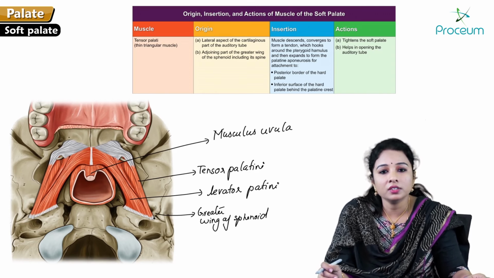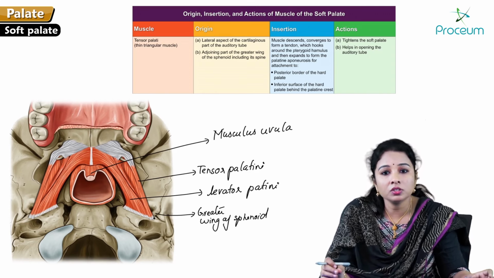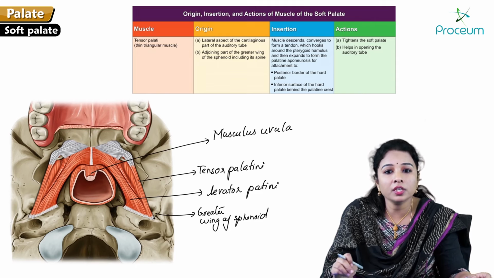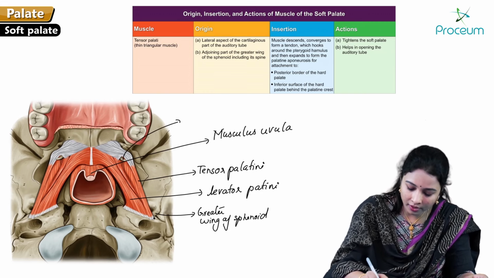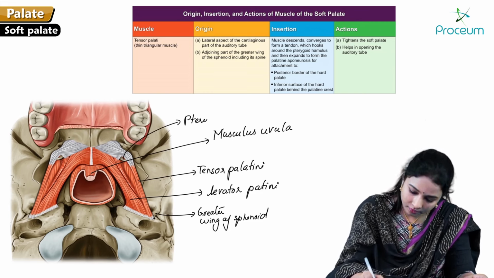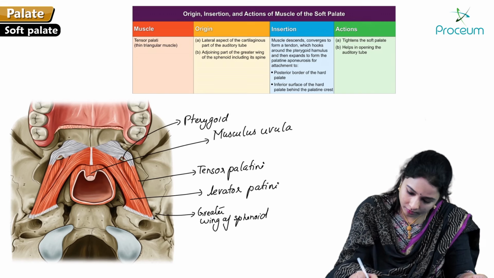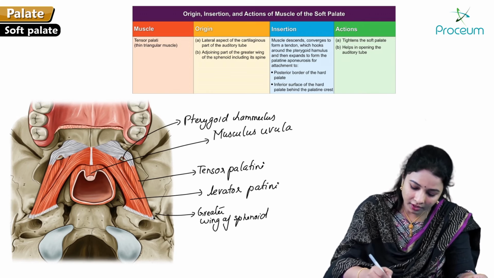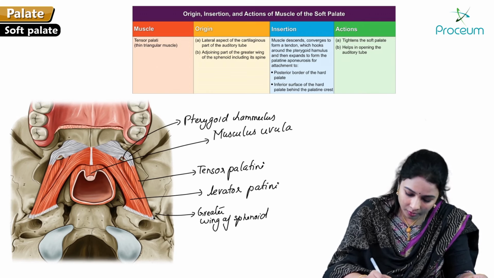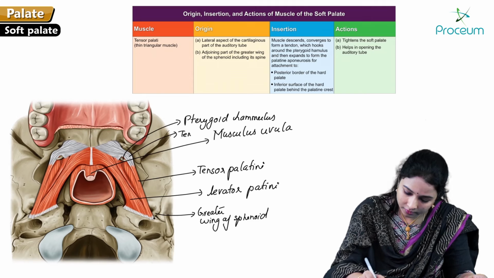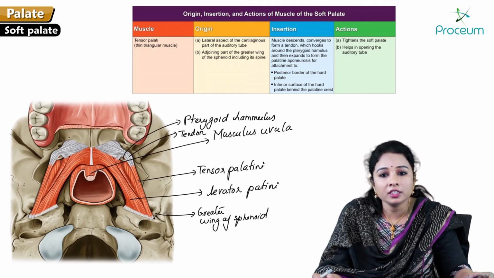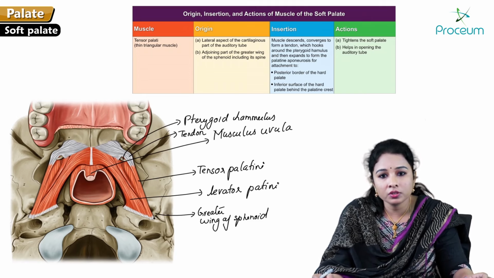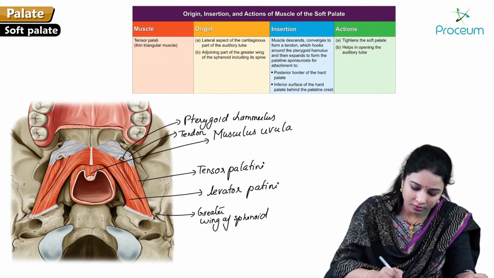So, after its origin, the muscle descends, converges to form a tendon which hooks around the pterygoid hamulus. So, here this is the pterygoid hamulus. And we can see the tendon winds round the pterygoid hamulus. So, after winding round, then it expands to form a palatine aponeurosis for its attachment.